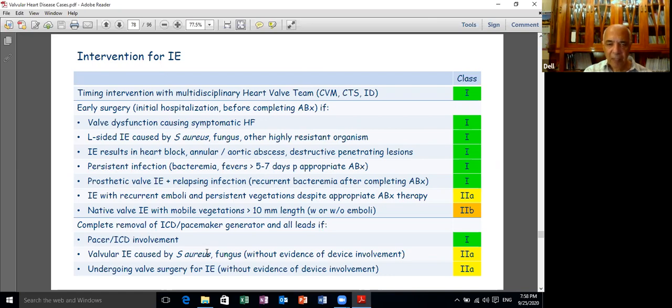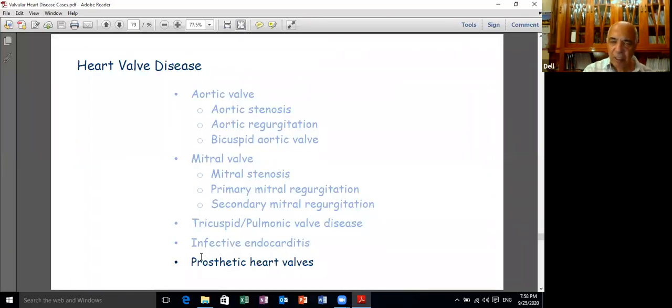And even if the patient is undergoing surgery for infective endocarditis involving the valves, but there is no evidence of device involvement, this is still a 2A indication for getting everything out to sterilize the patient, wait a week or 2 weeks, and then implant the device again in another position. So we'll put this aside and move to the important facts about the prosthetic valves.